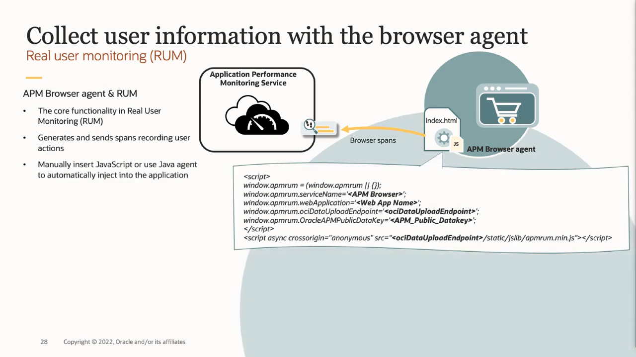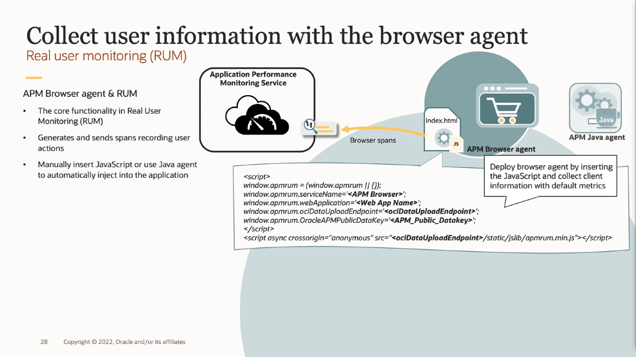The deployment of the browser agent can be done by manually inserting a JavaScript code to the HTML source in your web application pages, such as index.html. As an option for Java applications, you can use Java Agent, which will automatically inject the JavaScript statement, which deploys the agent to the source pages.